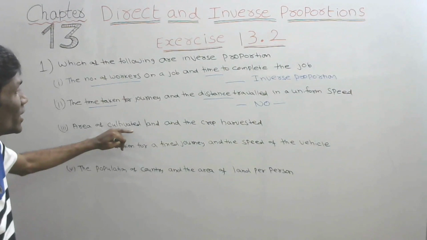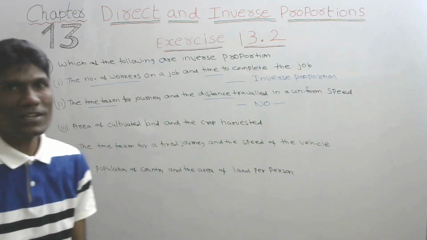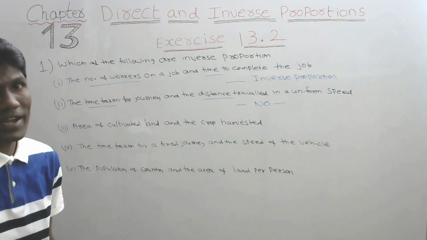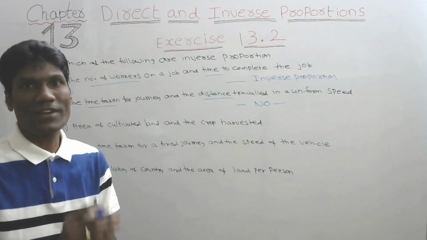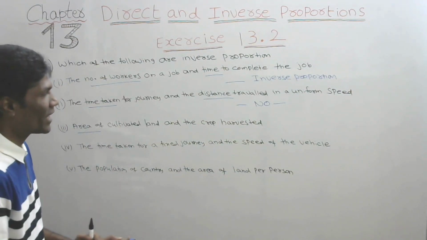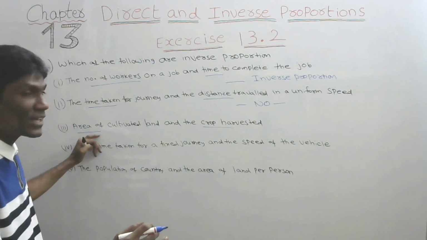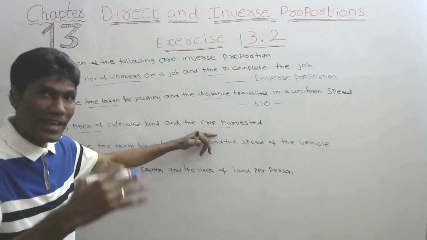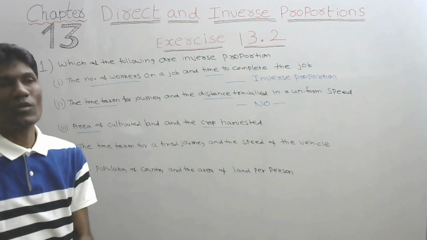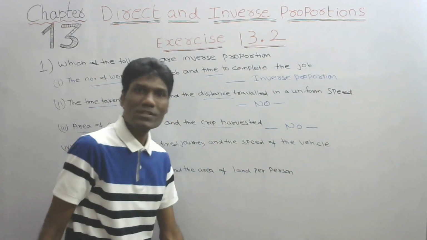Then the third one, area of cultivated land and the crop harvested. One field is there, agriculture is going on, and that area is taken. If the area is increased, then the crop will increase, isn't it? If the area is more, then the crop will be more. So this is in direct proportion. This is also not in inverse proportion.